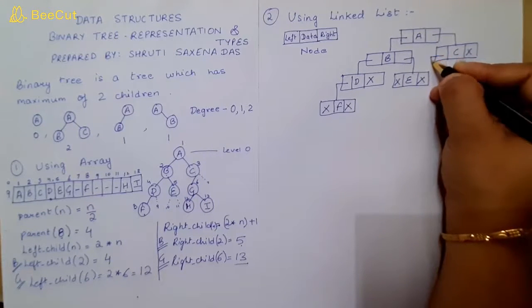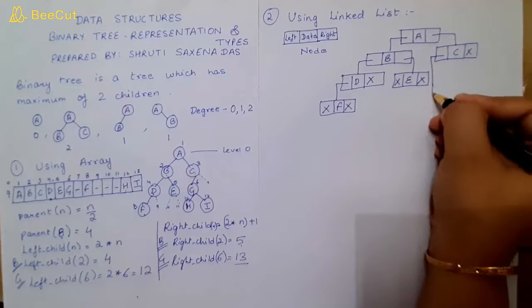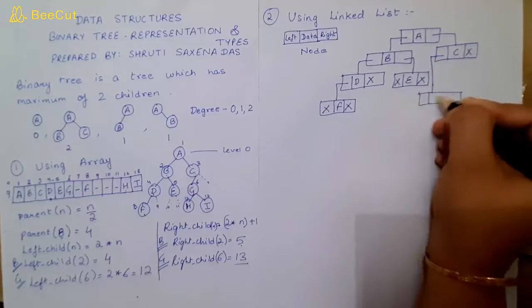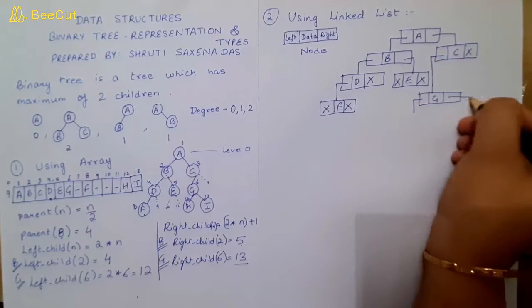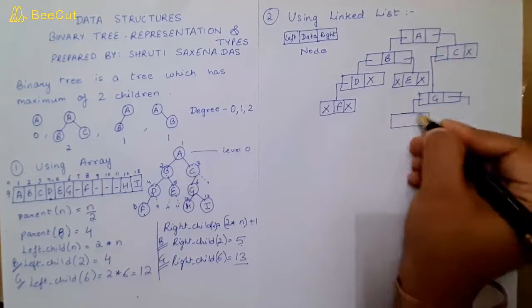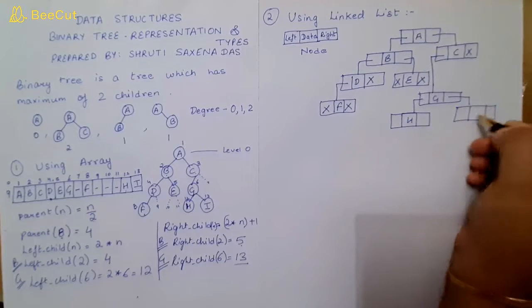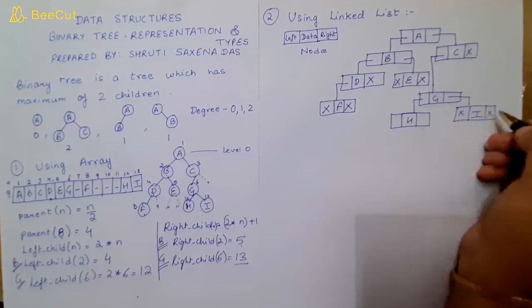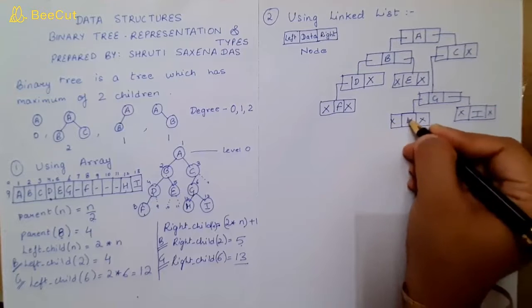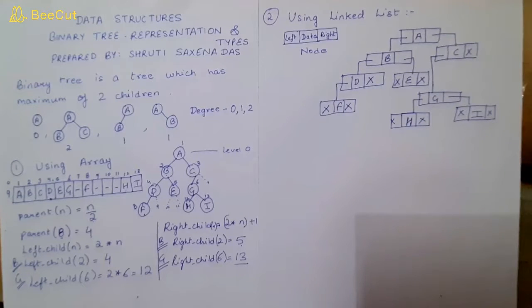The left child of C is G, and for G we are having 2 nodes, H and I. Both of them are not having any children. Okay, so it will be represented like this.